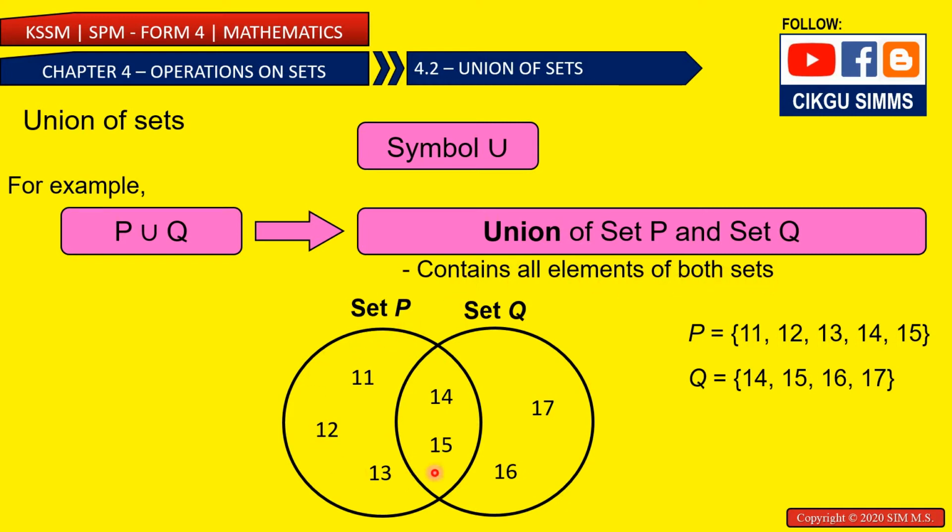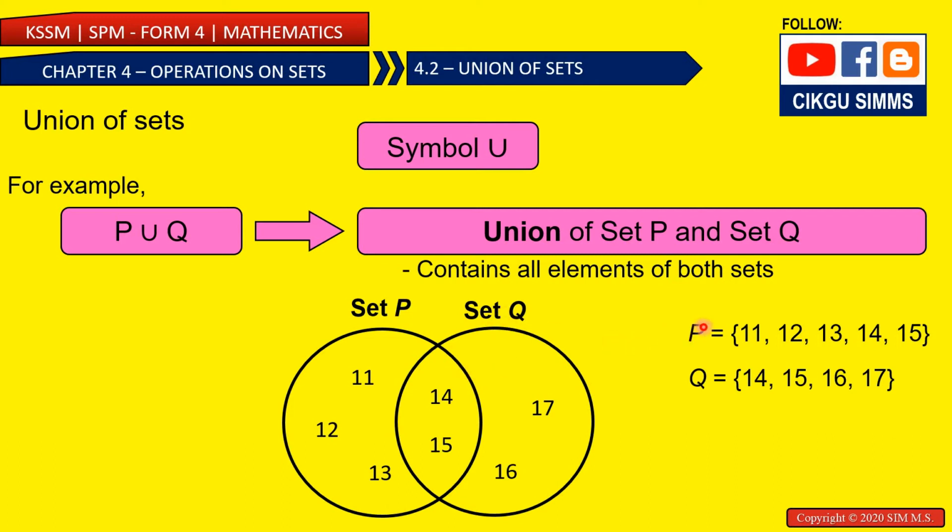So for example, this is set P, it contains 11, 12, 13, 14, 15. This is set Q, it contains 14, 15, 16 and 17. And in the previous lesson you learned that 14 and 15 are the intersection. So how about union? Union means all elements, so you need to list everything inside. Everything inside are the union.